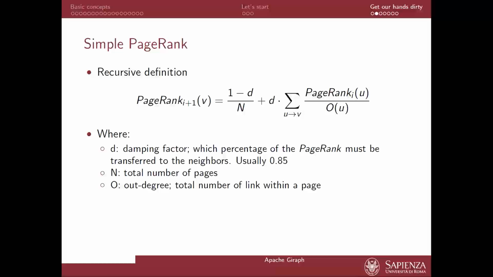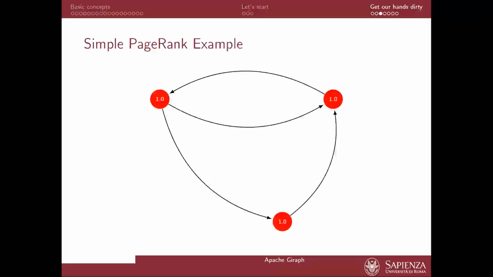Because from a certain point on, the value changes only slightly between the previous and the next value, so we can stop the computation. In addition, we can notice that each vertex computes its PageRank. Thus, the computation is independent for each vertex. For this reason, this algorithm is going to scale very well. Now, let's see a very quick example.